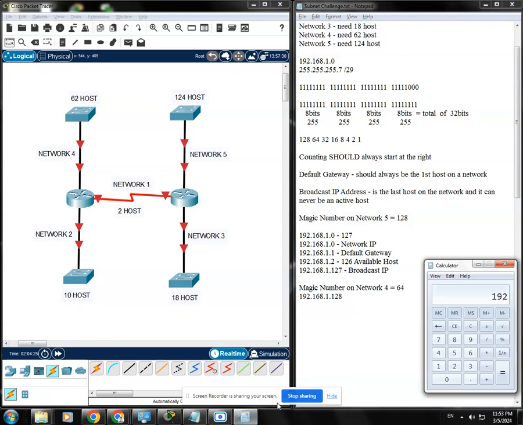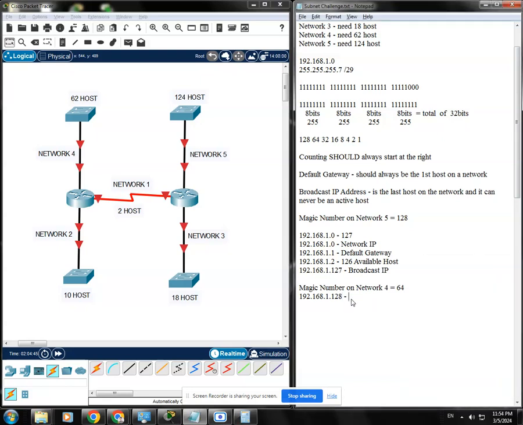So let's use a calculator. 128 plus 64 is 192. But since we need to include the 128 for counting, it will be 191. So up to 191. As shown here, you can easily determine that this 128 will be your network IP address, and this 191 will be your broadcast IP address.